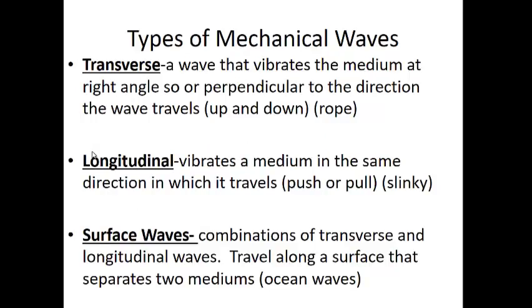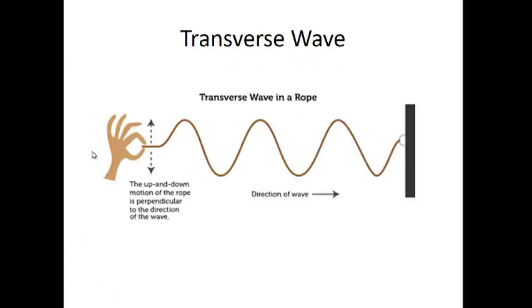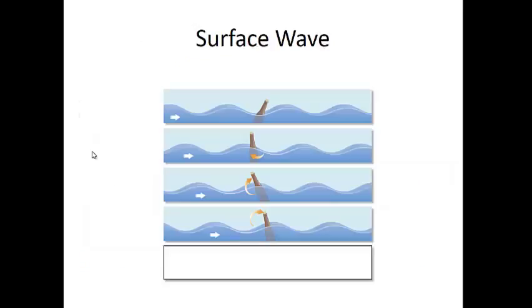And lastly, we're going to talk about a surface wave. A surface wave is kind of a combination of a transverse and longitudinal, but the main difference, and this is the reason why they're called surface waves, is because they actually separate two different mediums. Let's take a look at a picture of a surface wave.